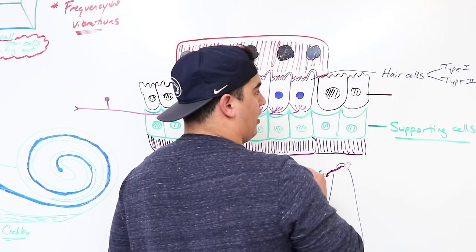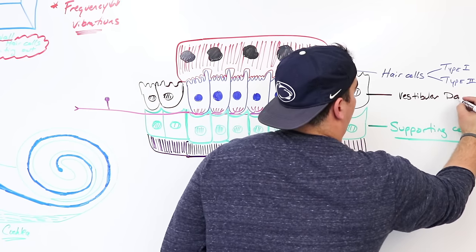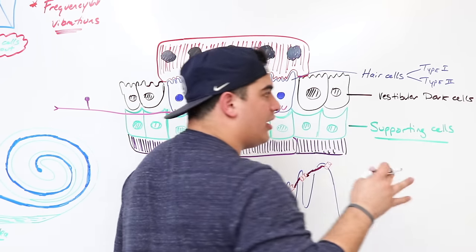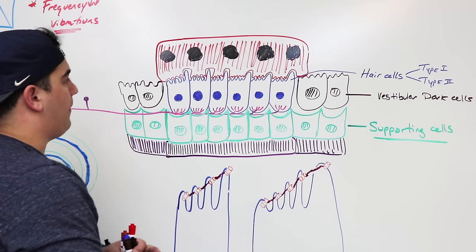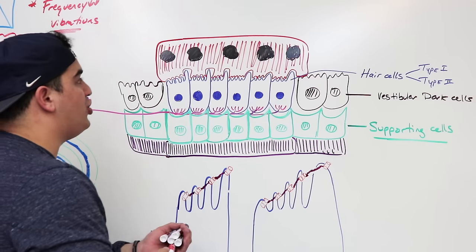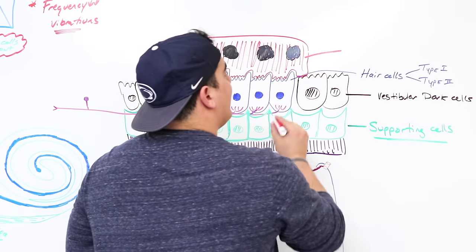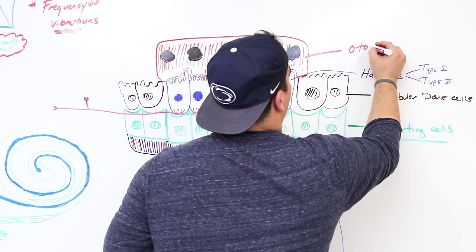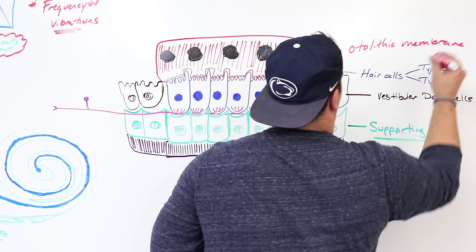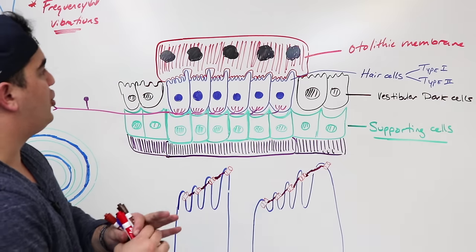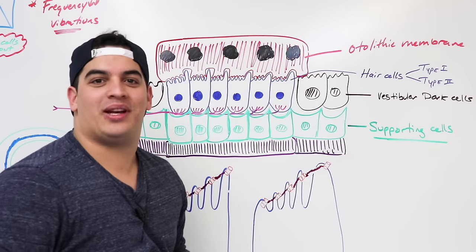These brown cells here are called the vestibular dark cells. They function in something specifically similar to the stria vascularis. All right, then above this, you have this red jelly-like gelatinous membrane, which is rich in mucopolysaccharides. This is called the otolithic membrane. Okay?